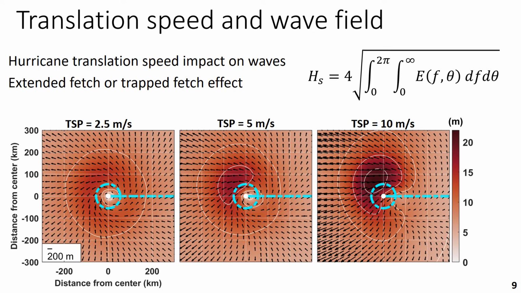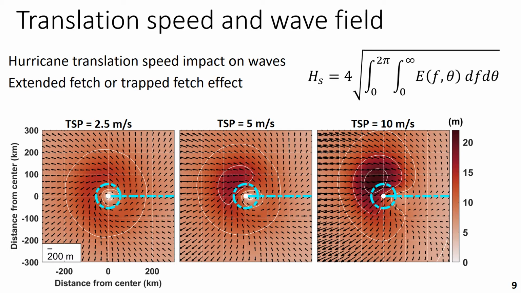And what's interesting about the 3 different translation speeds is the fact that they produce very significantly different wave fields. So the wave height, or significant wave height, is defined as the highest 1/3 of waves in a wave field. That's due to observational bias, or more mathematically as 4 times the square root of the wave energy, which is just the integrated wave energy density spectrum over all frequencies and directions.